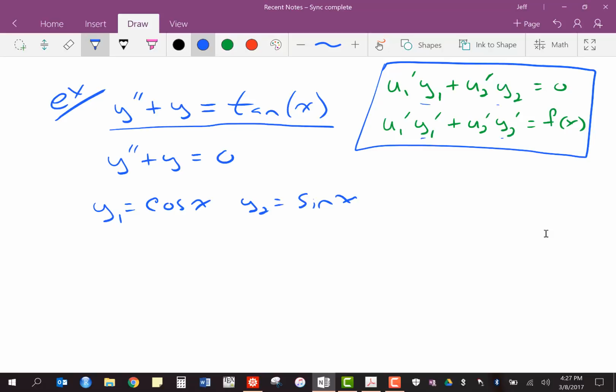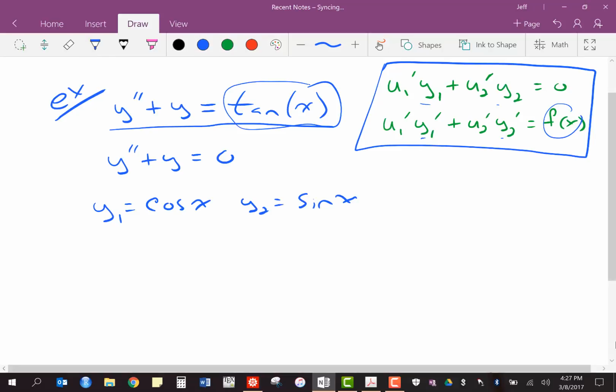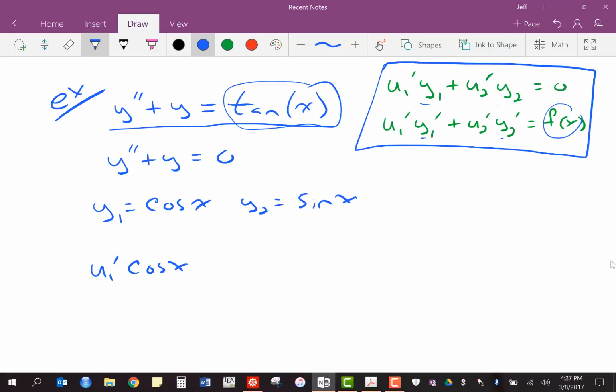So I have y1, I have y1 prime, I have y2 and y2 prime, and then f of x is going to be the tangent of x. So let's just plug that stuff in and see where that leaves us. So I will be looking at u1 prime times y1, which I've said is the cosine of x, plus u2 prime, which I don't know what that is, times y2, which is the sine of x.